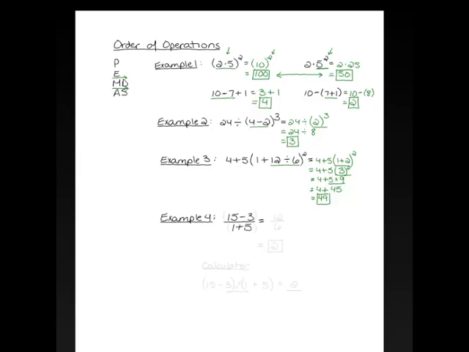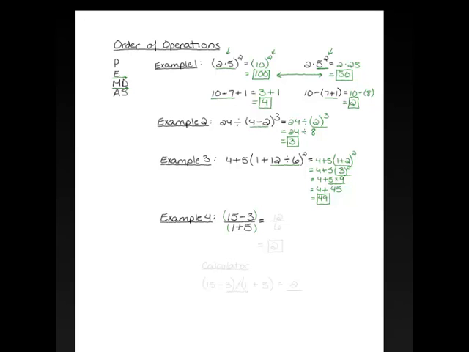Now this last example looks a little bit different. We have what appears to be a fraction. In the numerator we have 15 minus 3. In the denominator 1 plus 5. Now in order to make this fit with the rules for the order of operations, I'm just going to insert parentheses around the numerator and parentheses around the denominator. This tells me to evaluate the 15 minus 3 and the 1 plus 5 before dividing the two.